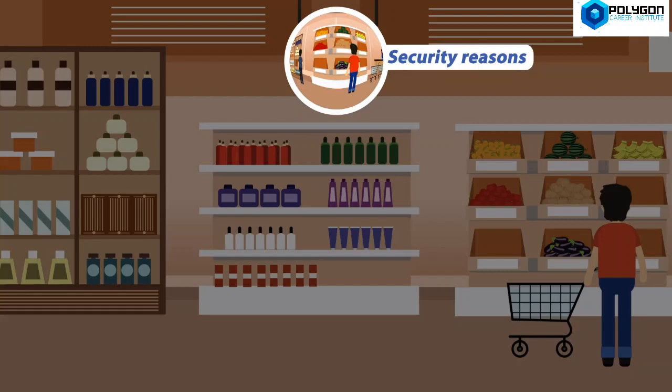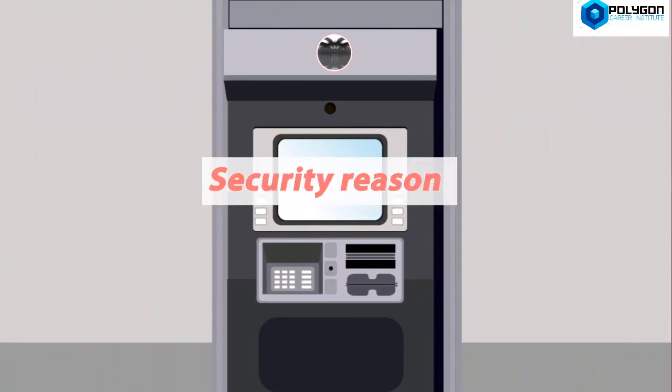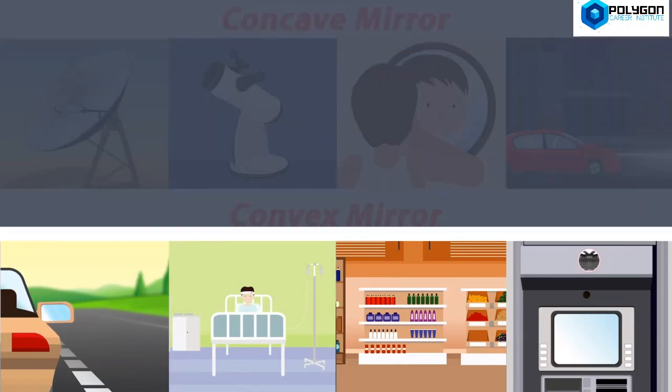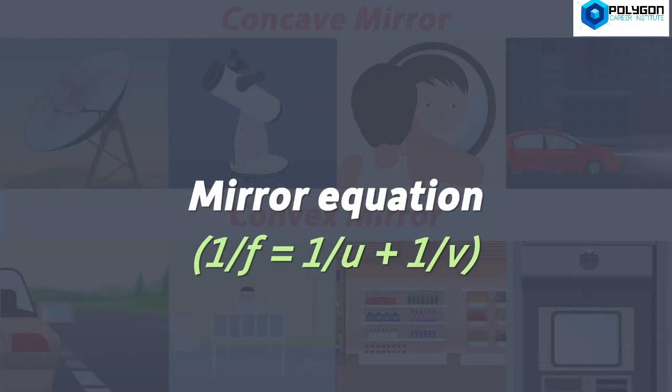Another place where they're used is in ATMs. Again, for security reasons. It helps us to keep an eye on the happenings behind so that no one is sneaking up. So these were a few of the uses of the concave and the convex mirrors. In the next video, we will see one equation which is called the mirror equation. We will also derive that equation using simple mathematical techniques.